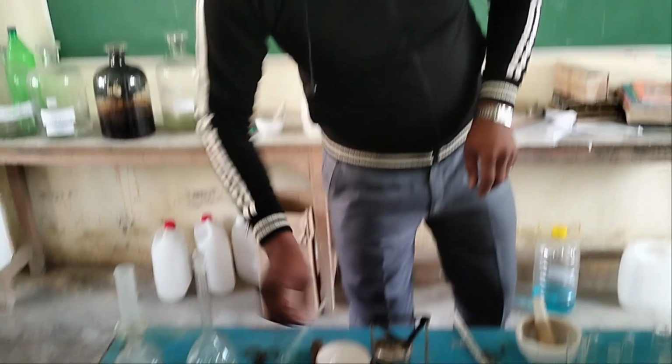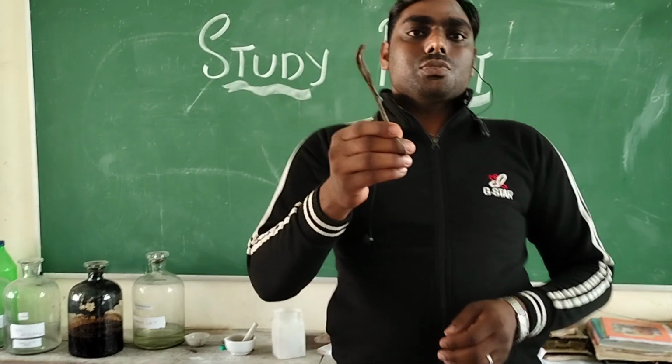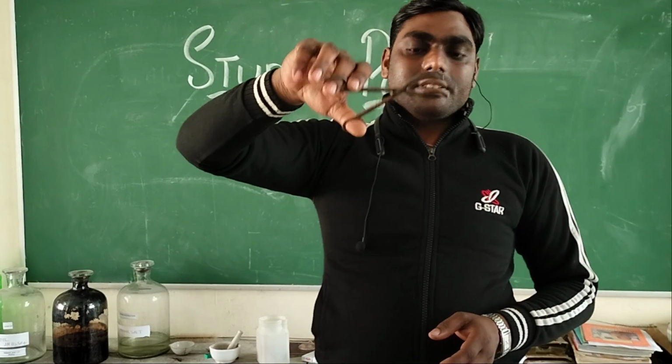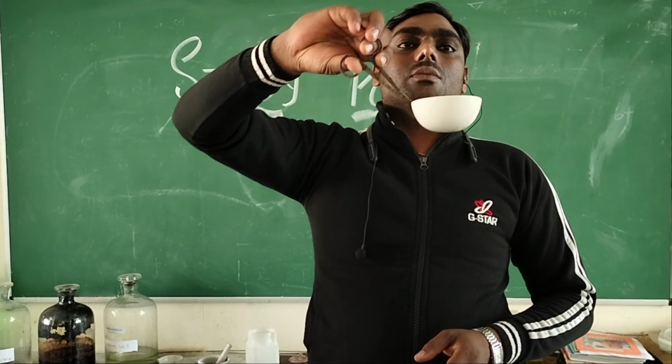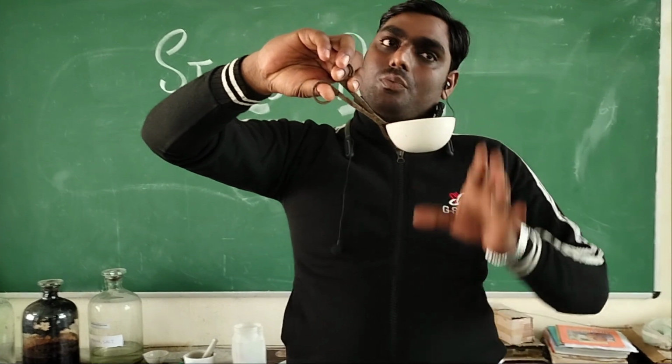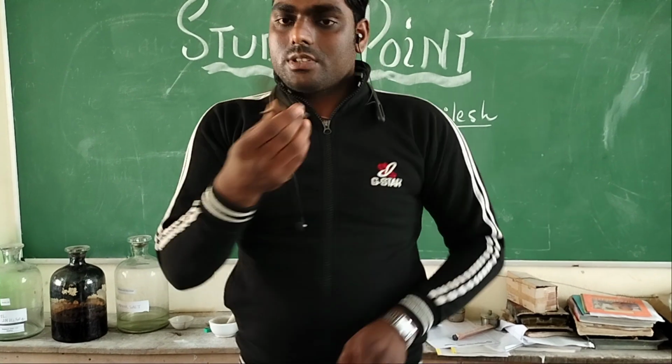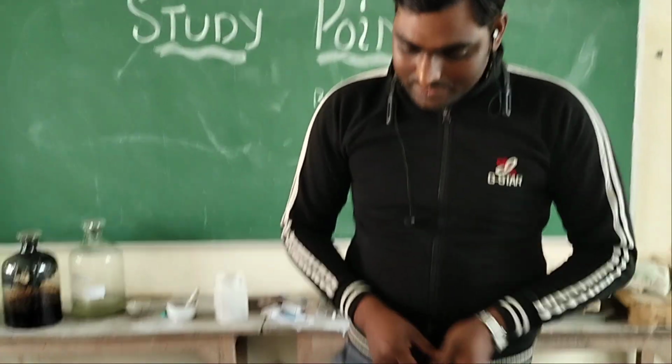Now the next equipment is known as tongs. It is used to hold different substances during the heating process. We should hold the different substances like this. Any substance which may be hot can be held with the tongs, so for that we should use tongs. For burning of any substance we use tongs to hold that substance. Okay.